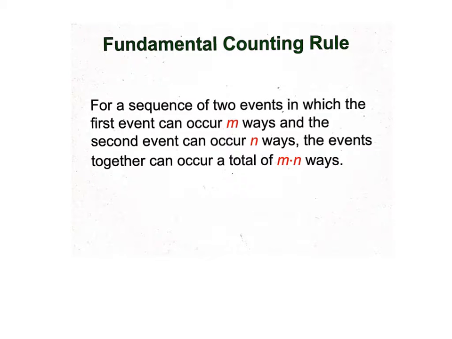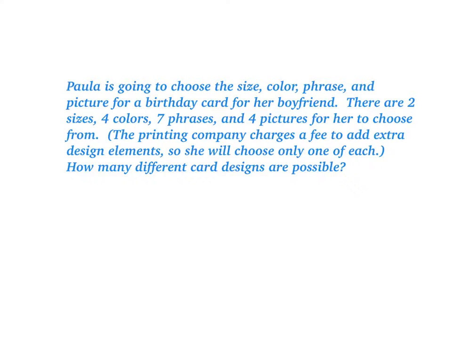The fundamental counting rule, or sometimes called fundamental counting principle: for a sequence of two events in which the first event can occur in m ways and the second can occur in n ways, the events can together occur a total of m times n ways. So basically the fundamental counting rule or principle just says when you have different possibilities, you can just multiply the different possibilities to find out the total number of possibilities. Let me show you one right here.